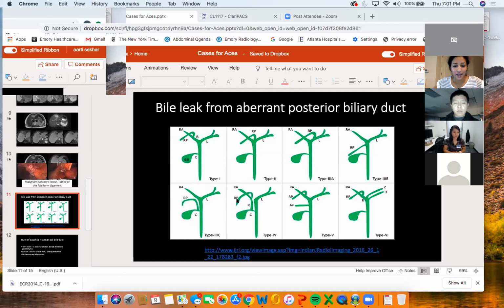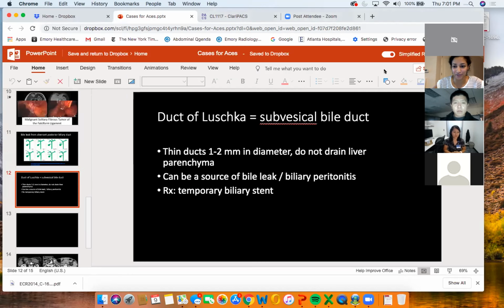And then another point I wanted to make was about this duct of Luschka, which is what Anu brought up earlier, a subvesical bile duct. Ducts of Luschka are thin, small ducts that drain from the gallbladder fossa, the liver that's adjacent to the gallbladder, directly into the gallbladder.